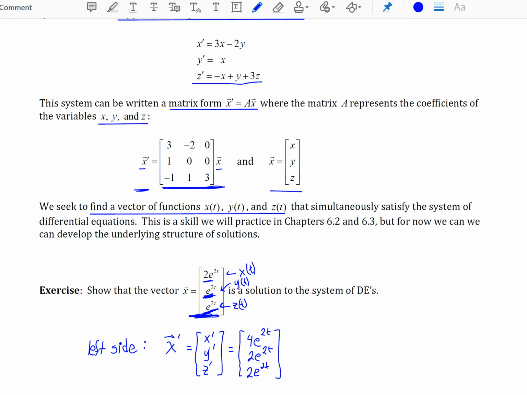And now we'll focus on the right side. I could plug the vector of functions into the right-hand side given in our original system of equations, or I can plug it into the matrix version. They'll yield the same result. But here, I'm going to plug it into the matrix version.